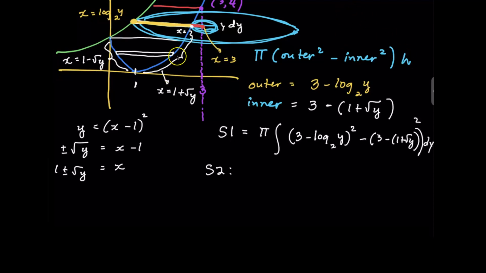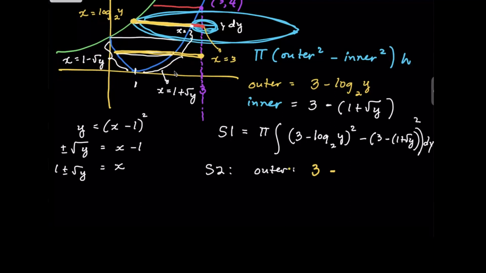For S2, this is for this part over here. The outer radius is from here, the bigger one, from here up to here. Okay? So it's 3 minus this. This is for the blue parabola, and that is the x there. Remember, again, this is a horizontal rectangle, so the length is the change of x. The x here is equal to 3. The x here is 1 minus square root of y. So 3 minus (1 minus square root of y).